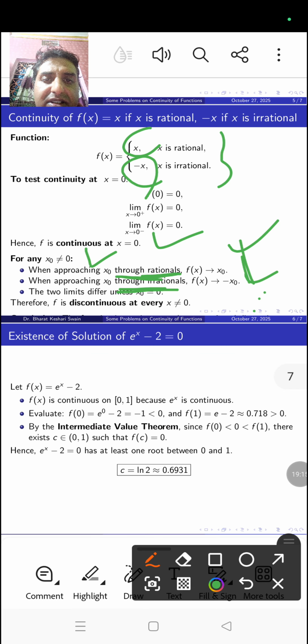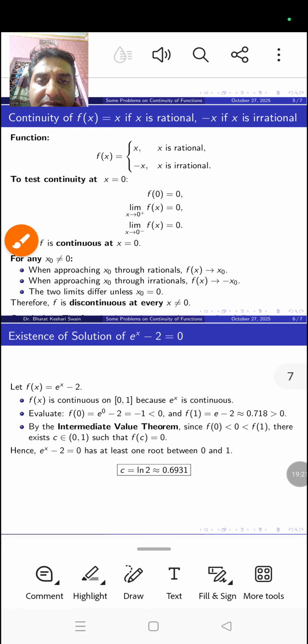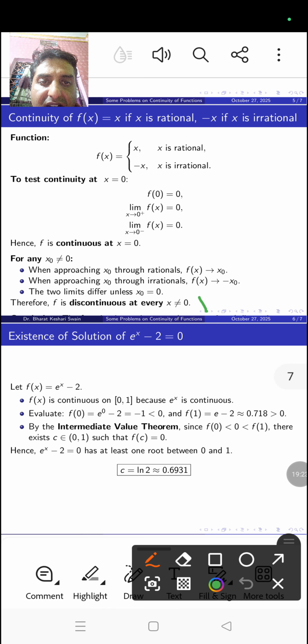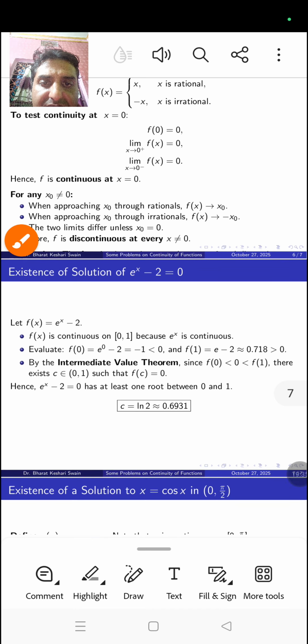The limit value does not exist when x0 is not equal to 0. So what is our result? f is discontinuous at x not equal to 0, and f is continuous at x equal to 0. Okay, now come to the next example.